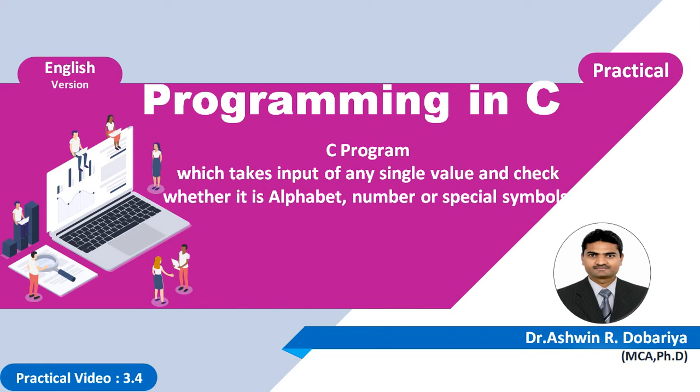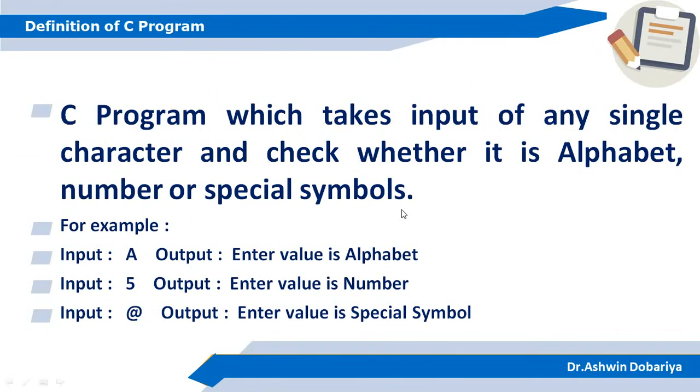In this practical video, we will discuss a C program which takes any single value as an input from the user, and it will check whether that input value is an alphabet, a number, or a special symbol. So in this program, we have to check whatever value is entered by the user, whether it is a letter, a number, or a special symbol. So let's discuss the definition first.